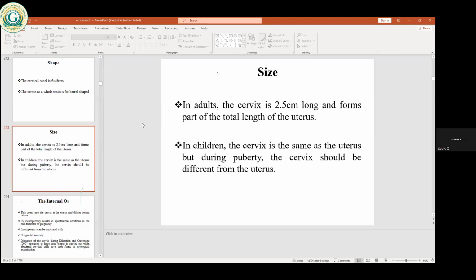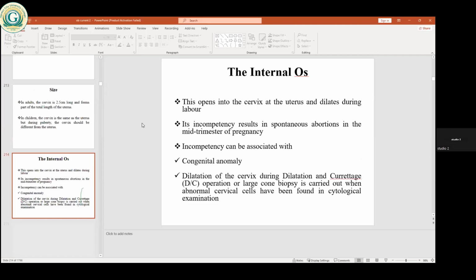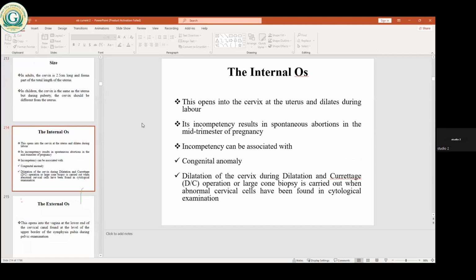During puberty, the cervix should be different from the uterus, and the internal os opens into the cervix and the uterus. When you do vaginal examination from the external os, you go to the internal os before you go to the cavity of the uterus. Then this internal os opens into the cervix and the uterus and dilates during labor.